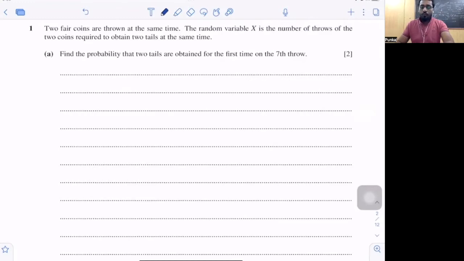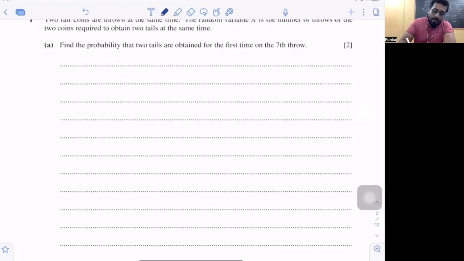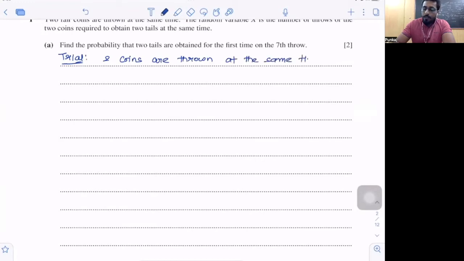So I can first of all write my trial, right, students? So the trial here is: two coins are thrown at the same time. Two coins are thrown at the same time.